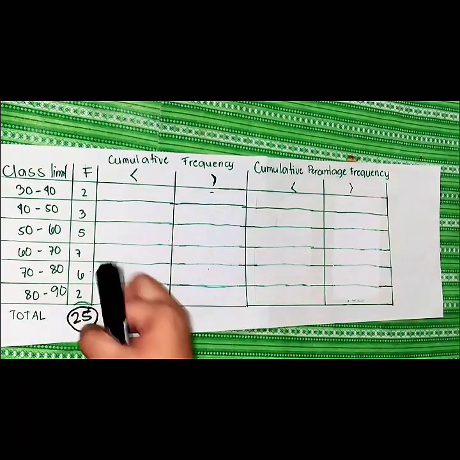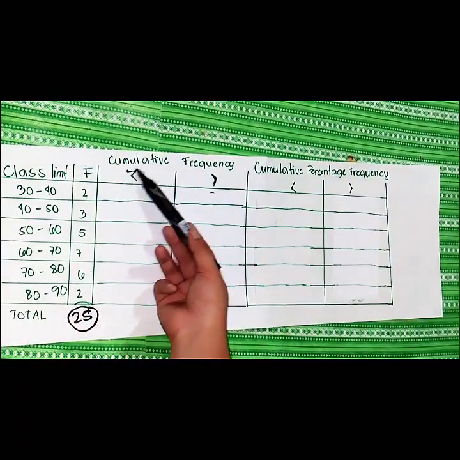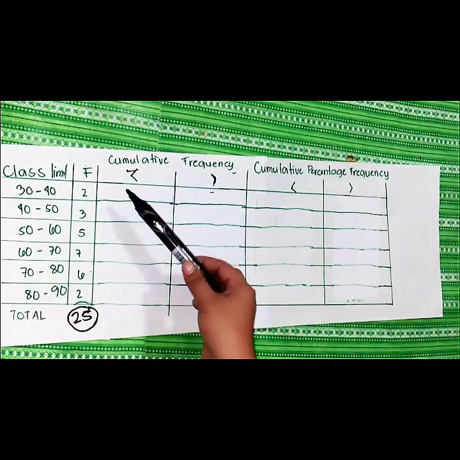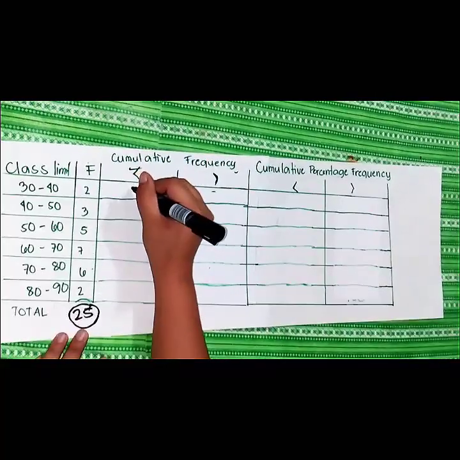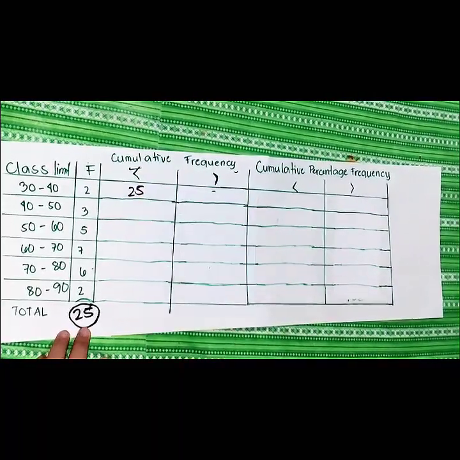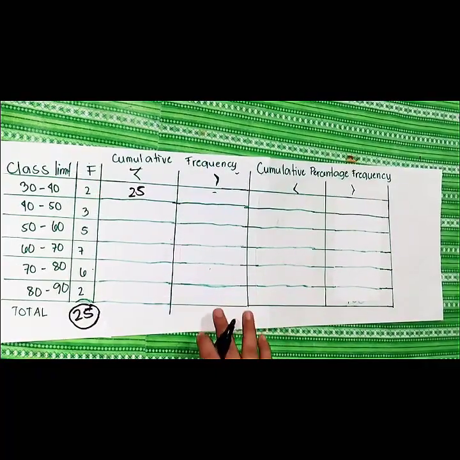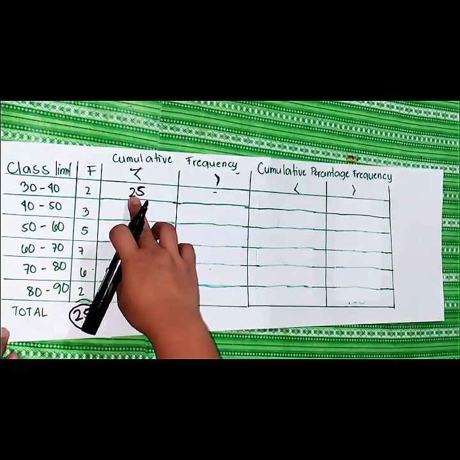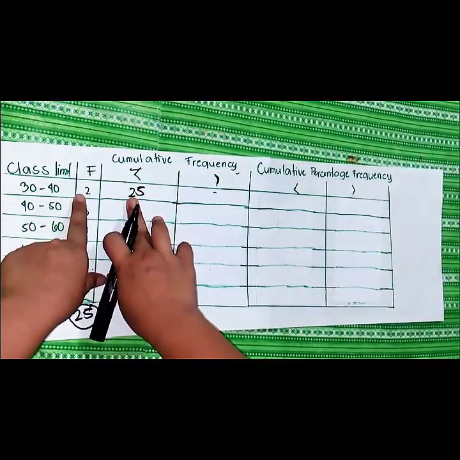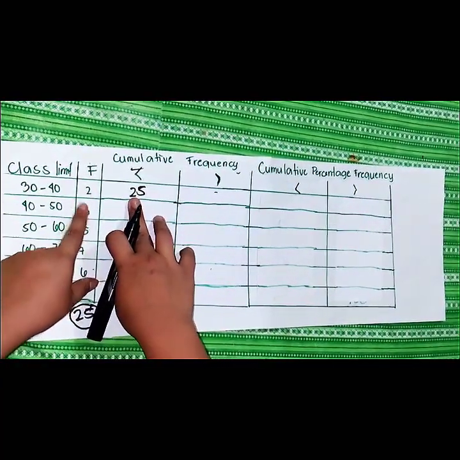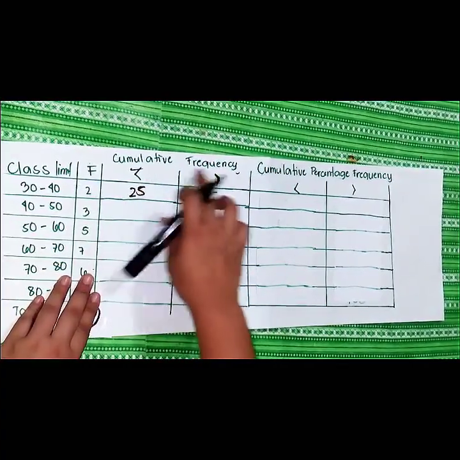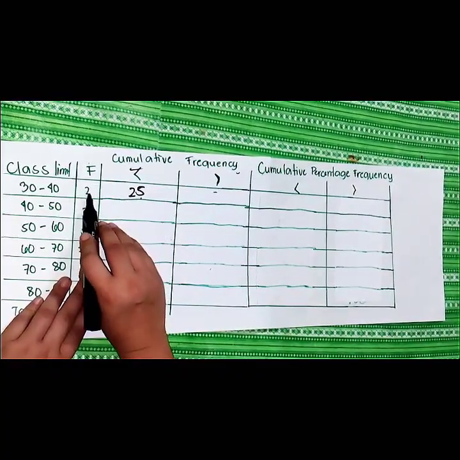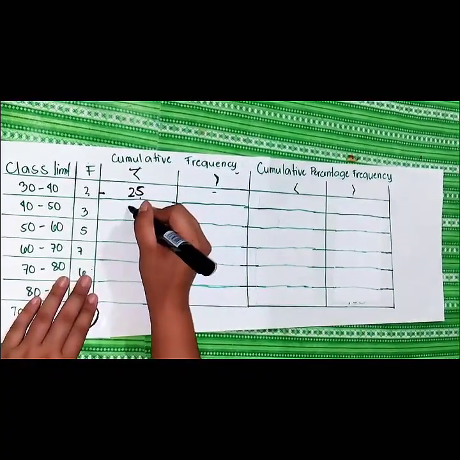Now we will proceed to find the cumulative frequency lesser than. First, we write 25 here, which is our total frequency. Next, in our cumulative frequency lesser than, we have 25. In our frequency, we have 2. So we will subtract the frequency from the cumulative frequency lesser than. 25 minus 2 is equals to 23.